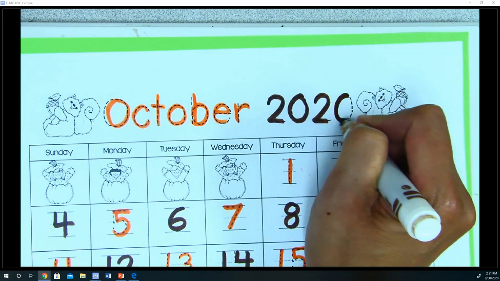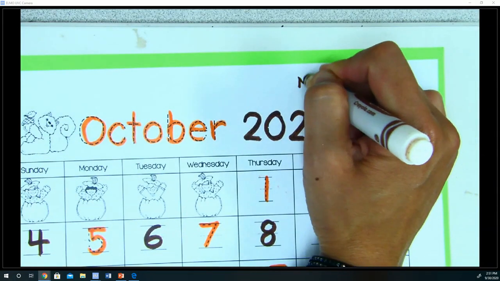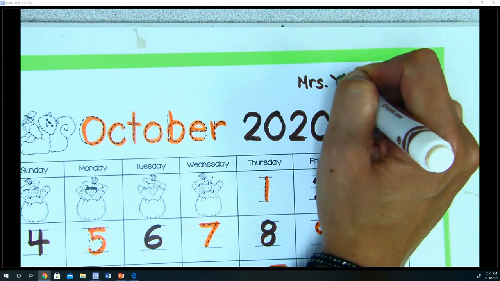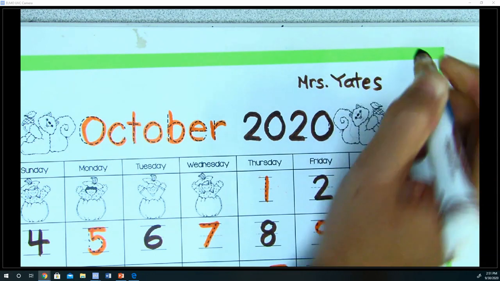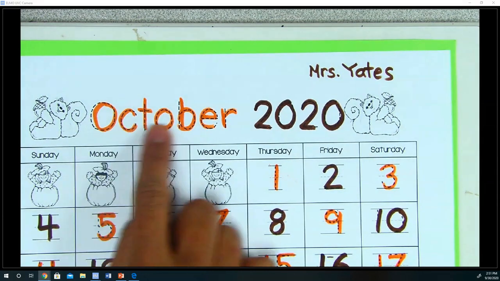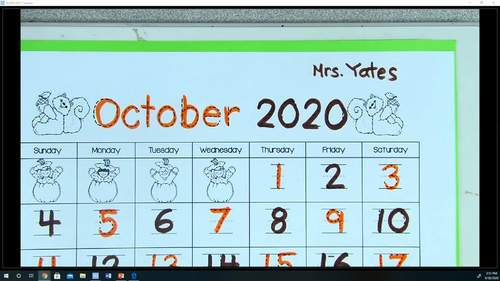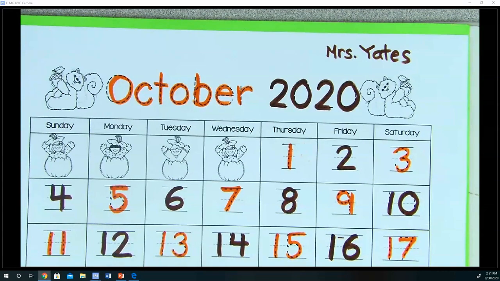All right. So when you're done, boys and girls, don't forget to write your name on your paper. Okay, so that's one thing I want you guys to always practice, is to practice writing your name on your paper. All right, now is your turn. Go and trace all the numbers all the way to 31, and don't forget, also trace the month name and the year. And then you can hang this calendar up somewhere in your house to help you tell what day of the week is it.